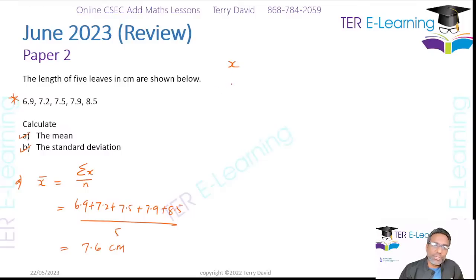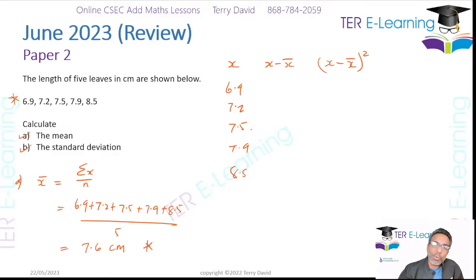So the first thing we're going to do is write down all the values here: 6.9, 7.2, 7.5, 7.9, and 8.5. Those are my values for x. Next, you're going to work out x minus x bar. That's why we need to know what the mean is, because you need the mean in order to calculate standard deviation. Next, we have a column called x minus x bar squared.